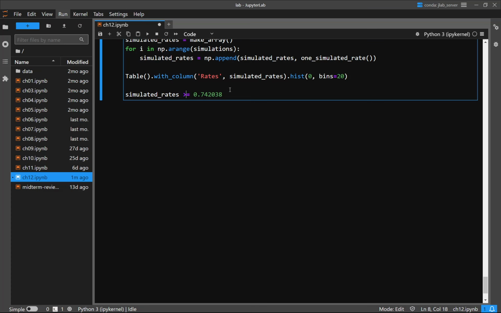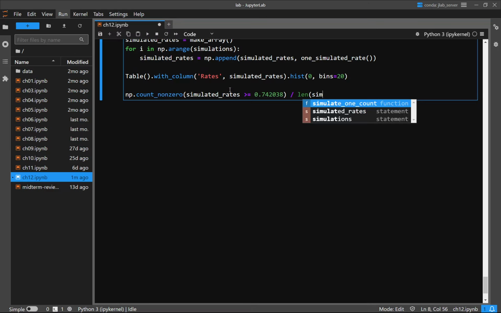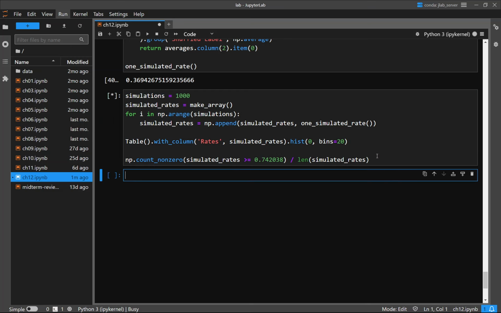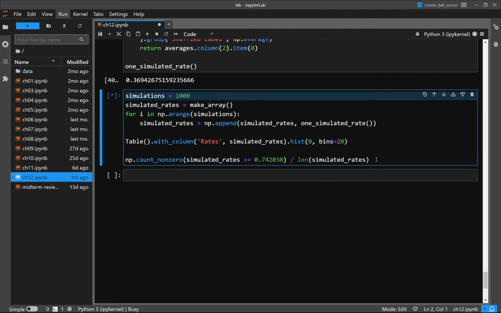Because that would be in the direction of our alternative hypothesis, assuming that more women survived than men. How often did we see that? So np.count_nonzero, do all that. Then to get a percentage, we divide by the number of things in our simulated rates array, which was the number of simulations. I could have put that there too, but len works just as easily. That'll take a while because it's got to do a lot of samples. 10,000 would take 10 times the amount of time that we're waiting for here.